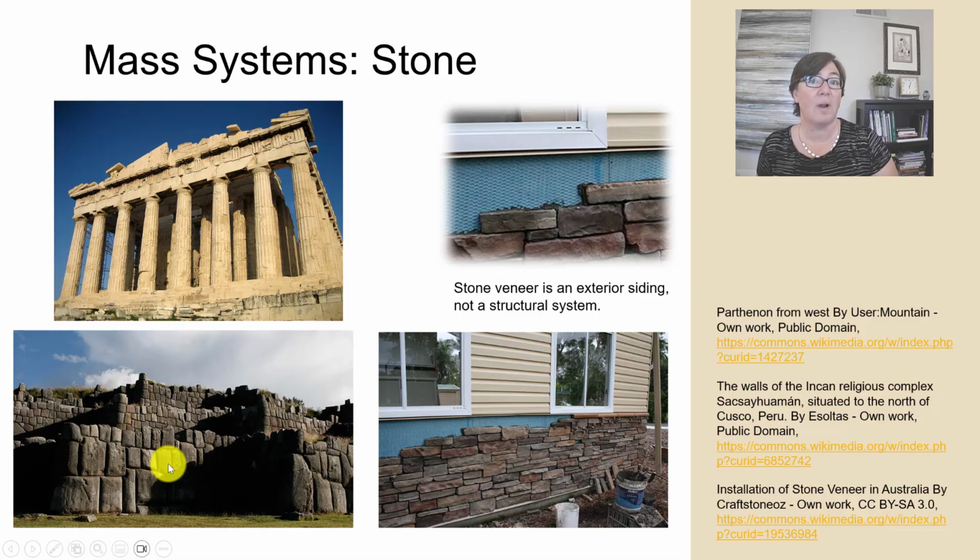But again, if you drive around a modern neighborhood and you see a house that looks like stone on the outside, that's probably a veneer or an exterior siding. It's not a structural system. So I've kind of zoomed in on this section here so you can see that they're literally gluing that stone onto the house, right? The structural system is behind it.